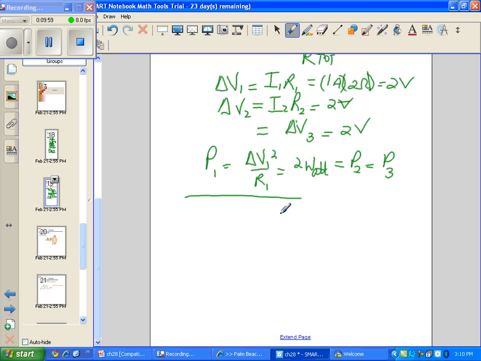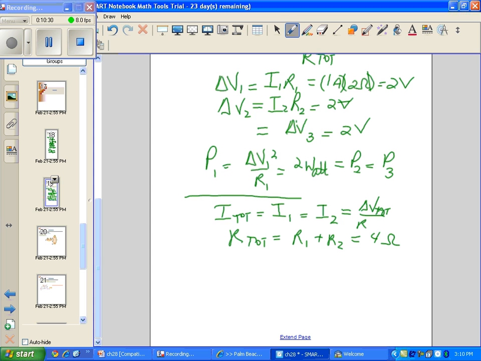Well, now let's take the case where the switch is closed. In this situation here, as we said earlier, R3 will be shorted out, and therefore I total will simply be equal to I1 and I2. R total will be simply the sum of R1 plus R2, which will equal 4 ohms. I total is delta V total over R total, which is 6 volts over 4 ohms, gives us 1.5 amps.